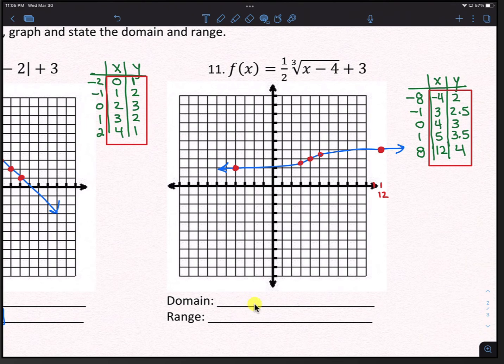Now for the domain and the range. The domain, well, the x values go to the left forever and also to the right forever. So that's negative infinity to infinity for the domain. And for the range, the y values actually continue to go down forever and up forever. They go down slowly and they go up slowly, but they still go down and up forever. So therefore, both the domain and the range are negative infinity to infinity.